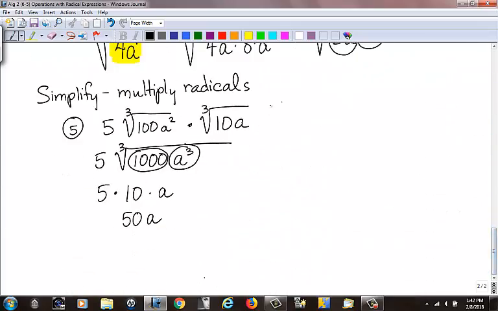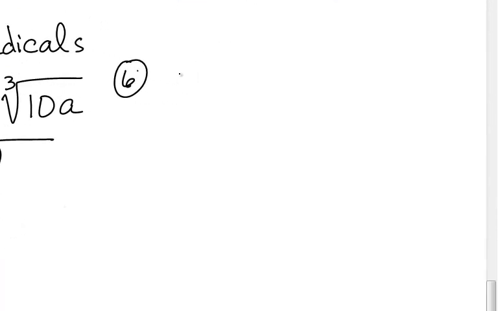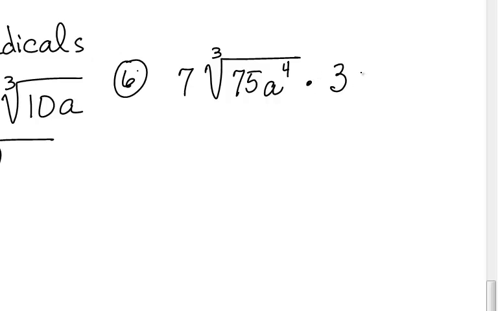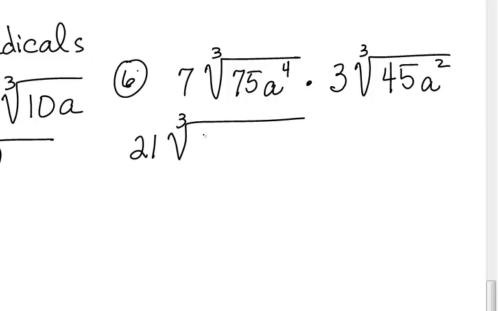Okay, last example. 7 times the cube root of 75, a to the fourth, times 3 and the cube root of 45, a to the second. Okay, it's odd. So it's okay to put them together. 7 times 3 would be 21. And I'm actually going to, instead of just multiplying them, I'm going to say it's 75 times 45 times a to the sixth.